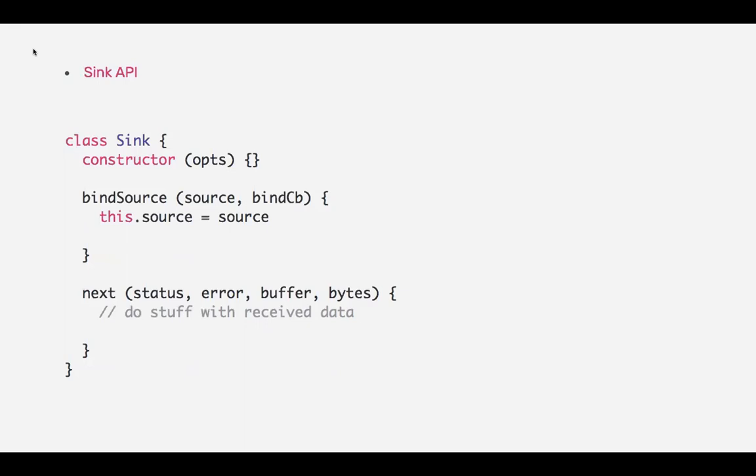And then on the sink, which is the thing that is going to be receiving the data, you have a next method, which is what the source is going to call. And that can be filled out a bit more. So this actually more or less works. You bind the source together, and then in your next where you get the data, once you are done receiving and processing data, you are going to pull it again, because these are pull-based streams. So you request the data always.